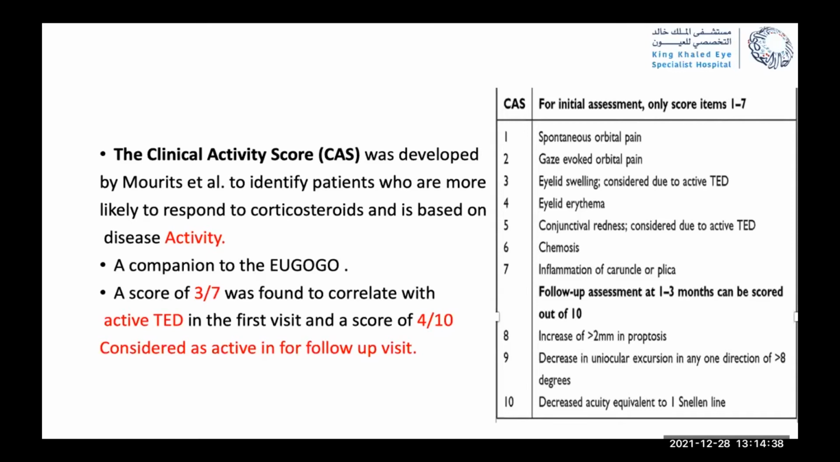at the first visit. In the follow-up visit, 1 to 3 months after the initial visit, 3 more elements are added, which are increase of proptosis by more than 2 millimeters, or decrease in uniocular excursion in any one direction by more than 8 degrees, or decreased vision by one Snellen line. So 4 out of 10 is considered active at the follow-up visit.